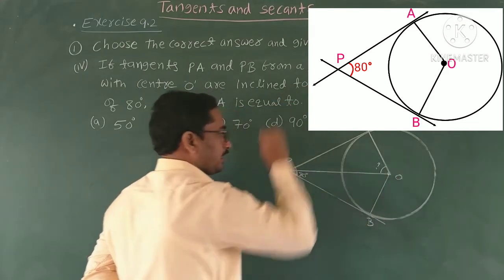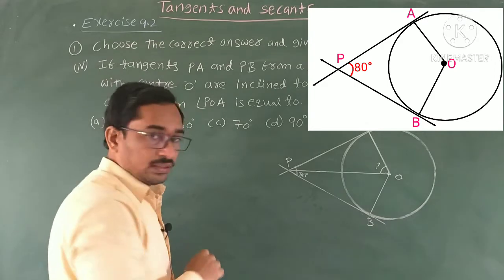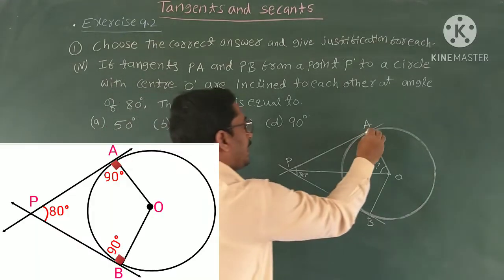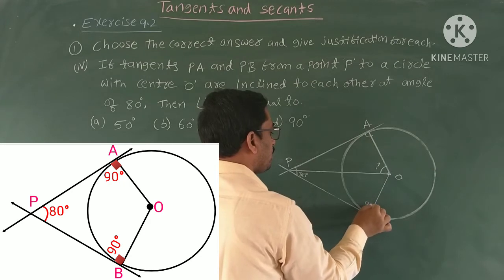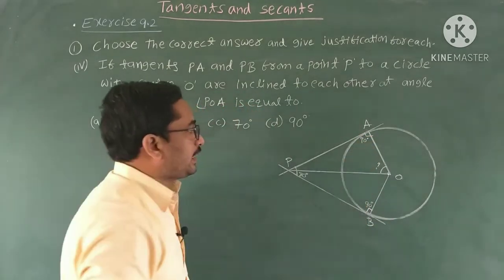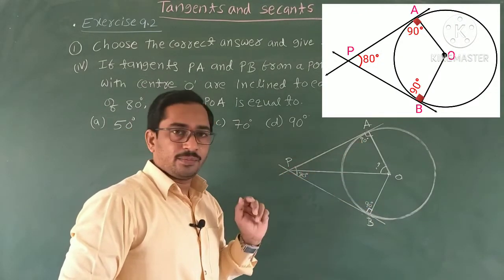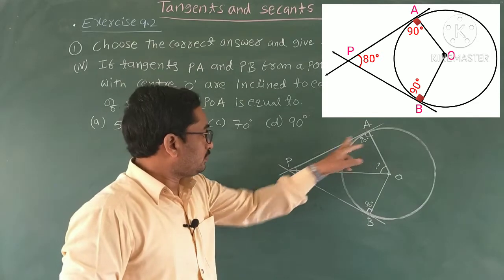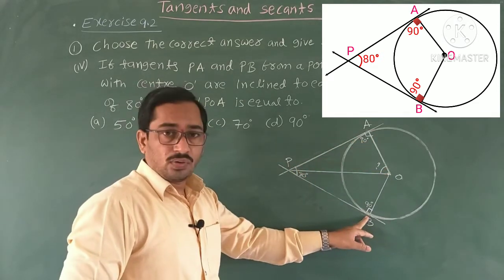So what is this angle? See how to find it. Just now we discussed in the third problem, the angle at A and angle at B are 90 degrees because they are the points of contact. At a point of contact, the angle between the radius and the tangent is 90 degrees. So this is 90 and this is 90. And next, here OAPQ is a quadrilateral.